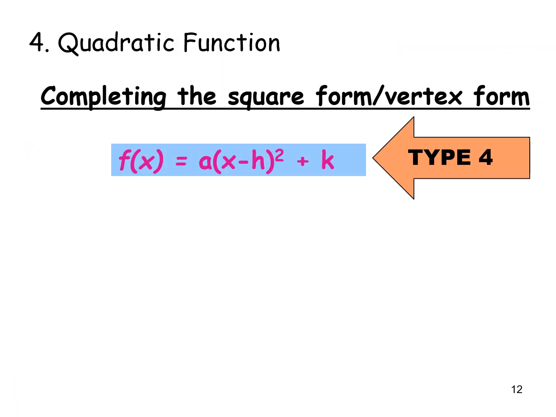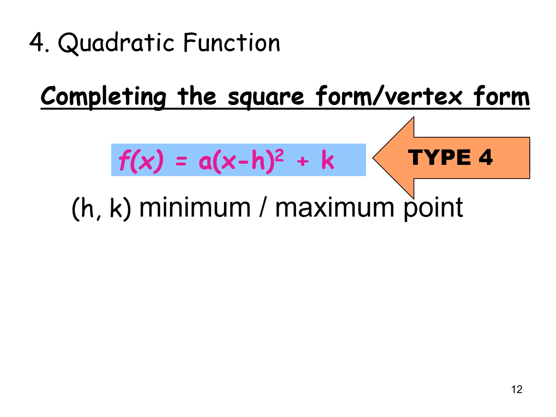Okay, for the type 4, for the quadratic equation, we call it completing the square form or the vertex form. Okay, f(x) equals a times (x minus h) squared plus k. For this form, you do not need to expand this function. We're just comparing the values of h and k.